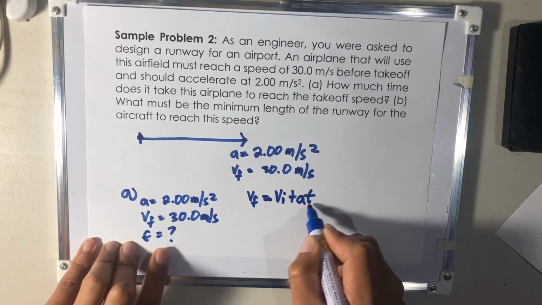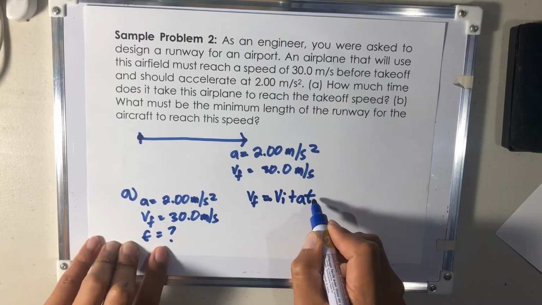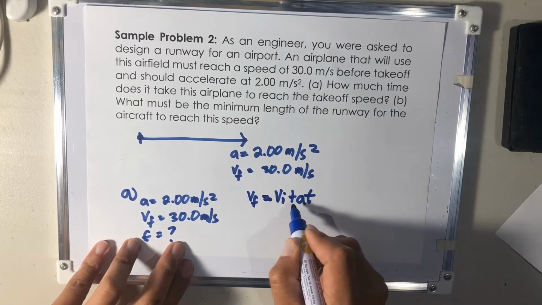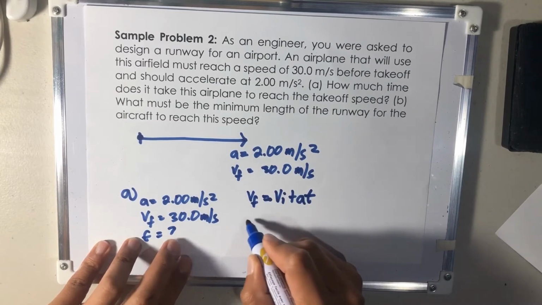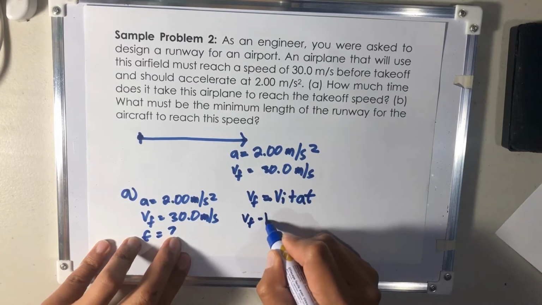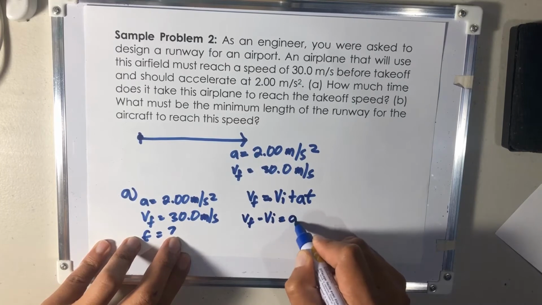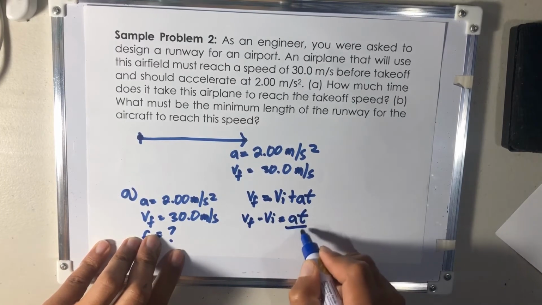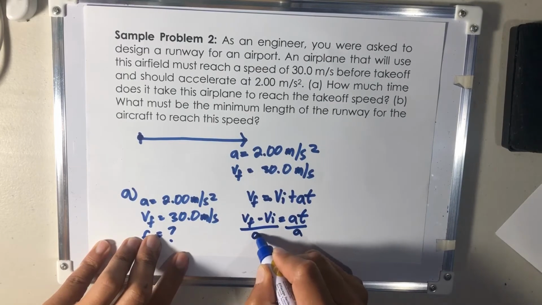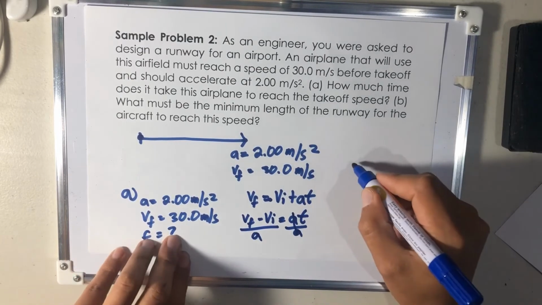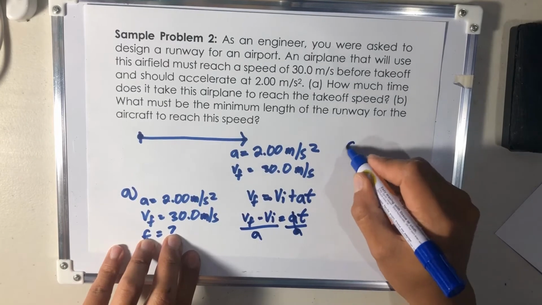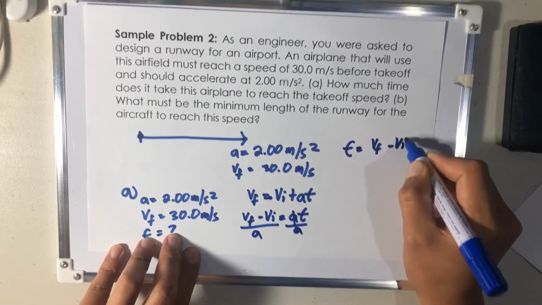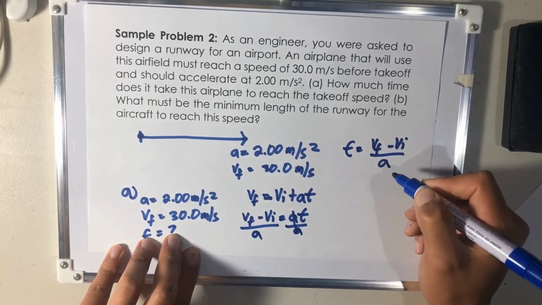However, we don't know the time. So if we will solve for time, we have to manipulate this formula. We have to transpose this to the other side, so we will have Vf minus Vi is equal to At. But since we are solving only for time, we have to divide both sides by A. So the formula that we will use is Vf minus Vi all over A.